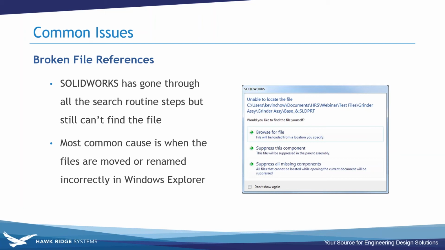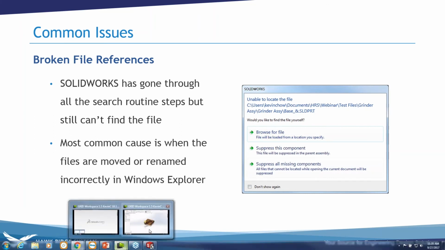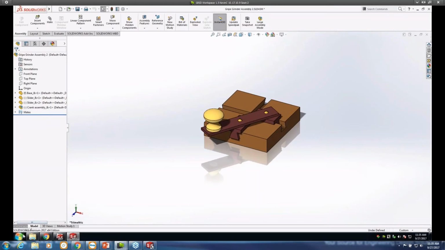So if you do get this error message when opening up your file, you can just select the Browse to File option. Once you browse to it, select it and open up your file, it'll open up with the correct reference, and you can just save the file and that'll update the reference. The recommended way to move a file is within the SOLIDWORKS Explorer tool.